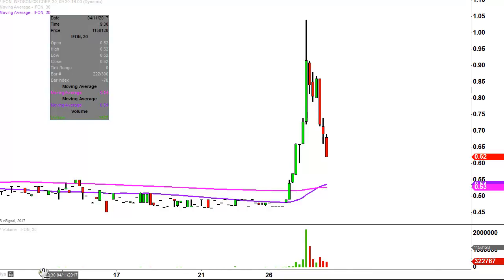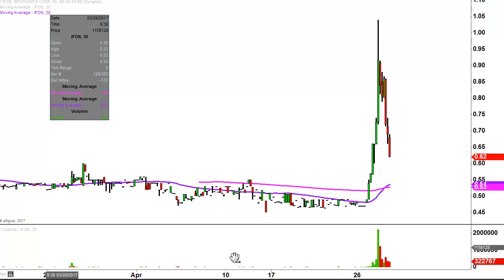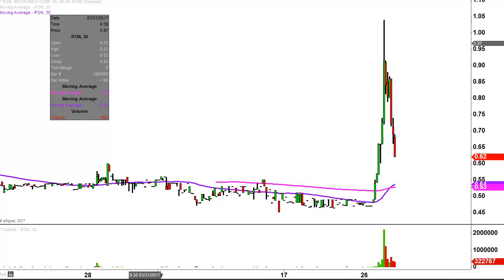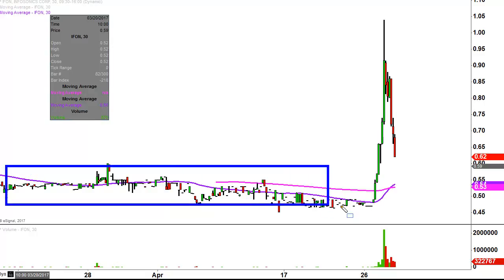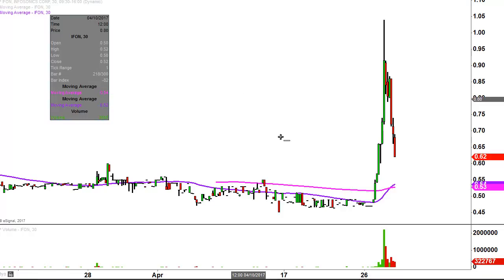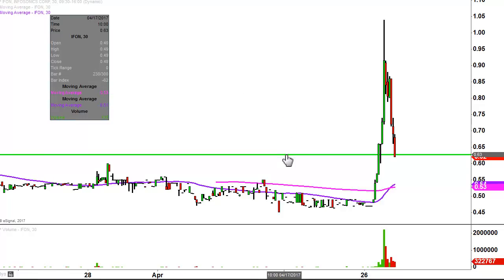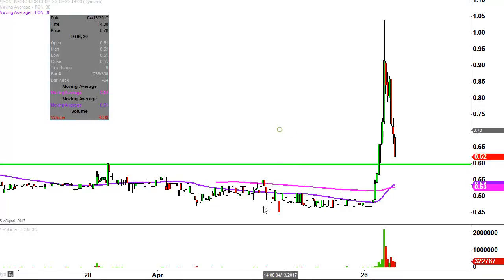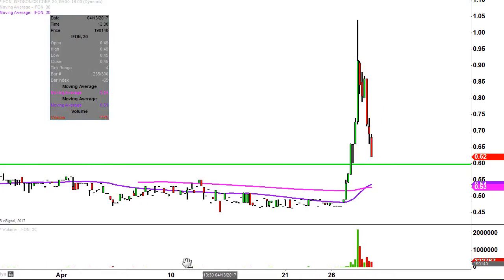So let's first figure out where all this started. If I do this, I think we can all agree on this logic: the price was basically sitting down here in this channel for a long time before the upward movement happened today. So that's where it all started, and we'll define the top of that channel right there at 60 cents. I want to zoom back in so it's a little easier to see.